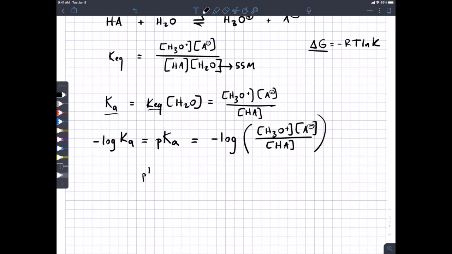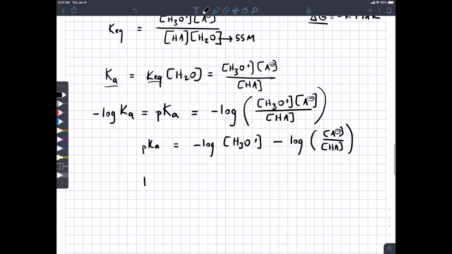Properties of logarithms are that the log of a product can be the sum of the logs of the individual things. So hopefully it's okay that I've done this. Is that all right? And then of course, minus log of hydronium is just pH. And if we don't like subtraction, we can actually turn this into log of HA over A minus. Now, that may look familiar to you. That is the Henderson-Hasselbalch equation.